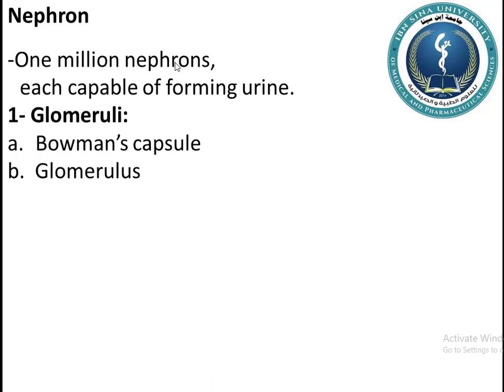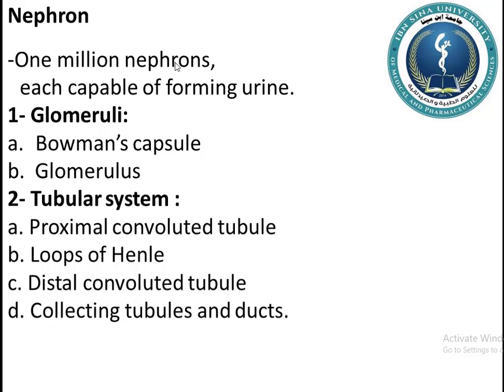Each nephron consists of 2 parts. The first part is the glomeruli, which consists of the Bowman capsule and the glomerulus, and the second part is the tubular system. The tubular system consists of the proximal convoluted tubule, the loop of Henle, the distal convoluted tubule, the collecting tubule and the collecting duct.